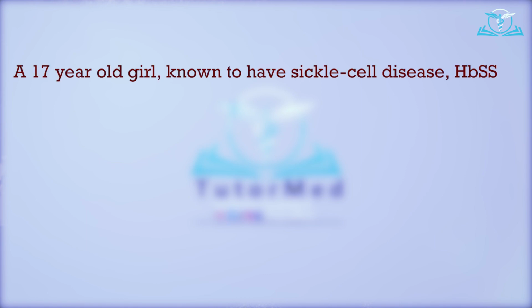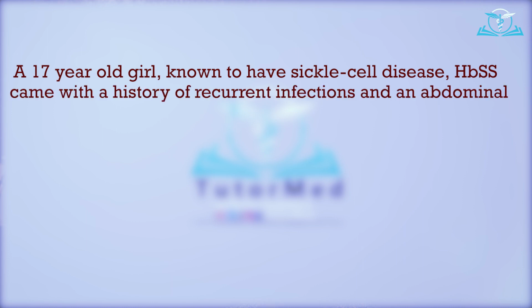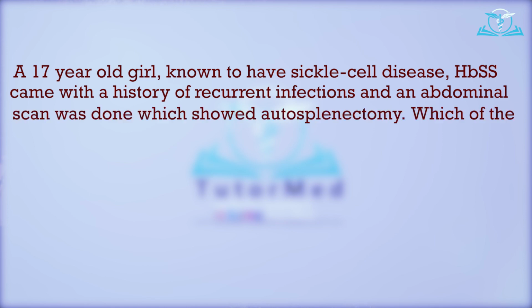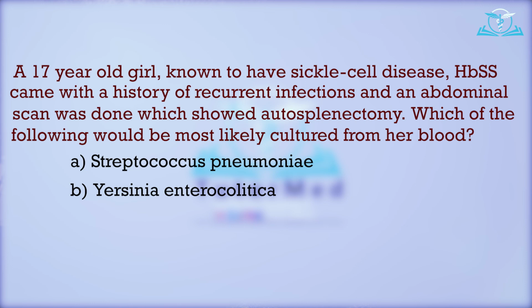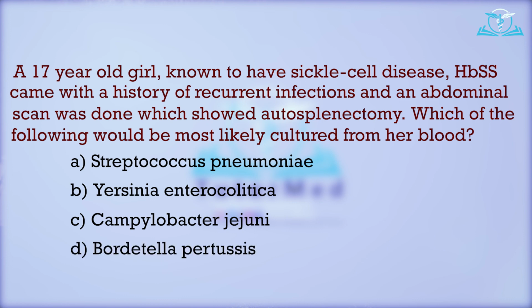like a clinical case. A 17-year-old girl known to have sickle cell disease genotype HbSS came with a history of recurrent infections, and an abdominal scan was done which showed autosplenectomy. Which of the following will be most likely cultured from her blood? A. Streptococcus pneumoniae. B. Yersinia enterocolitica. C. Campylobacter jejuni. D. Bordetella pertussis.